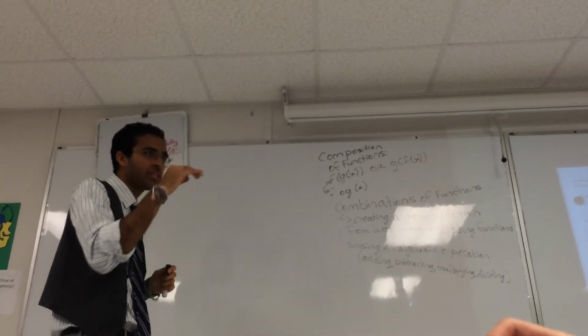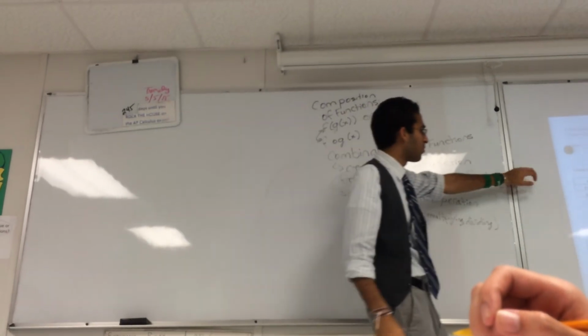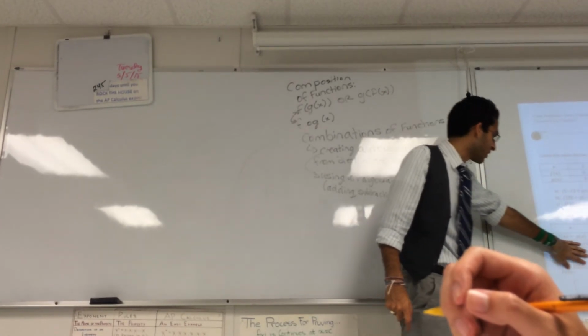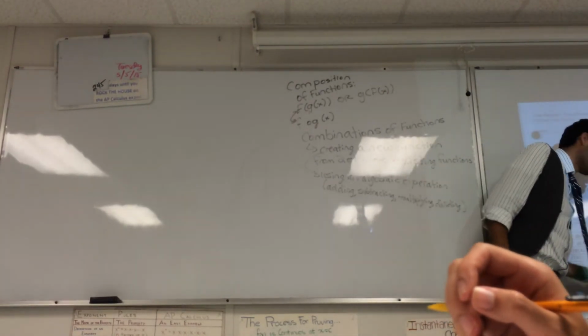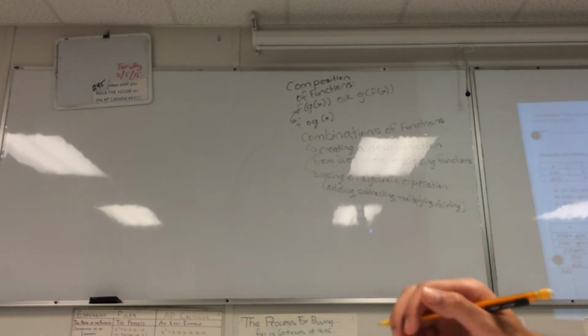Now, we will see this in three ways. We'll see it from a table. We'll see it a little more algebraically. And then we also have it from the graph. So let me just begin to walk through what this looks like.